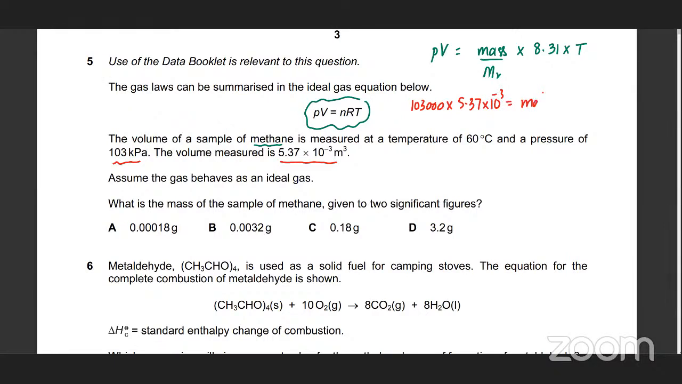Mass is what you're looking for, and this is a sample of methane, so the MR is already known, that's 16. R is a constant that's given in your data booklet. You should remember it. It's 8.31. And the temperature must be in Kelvin. So that's 60 plus 273. That's 333 Kelvins.